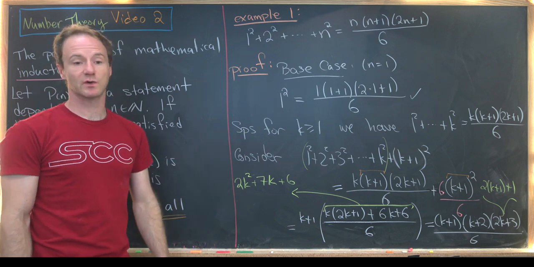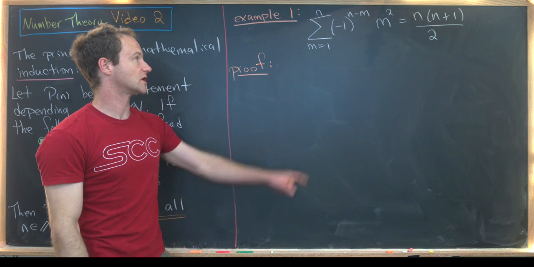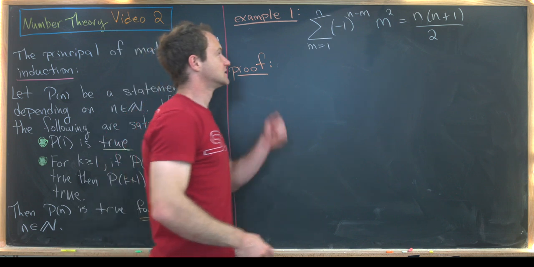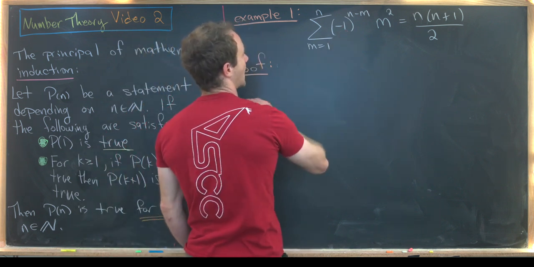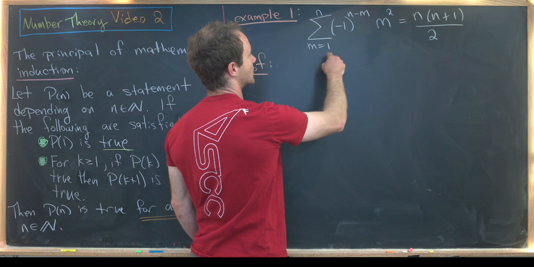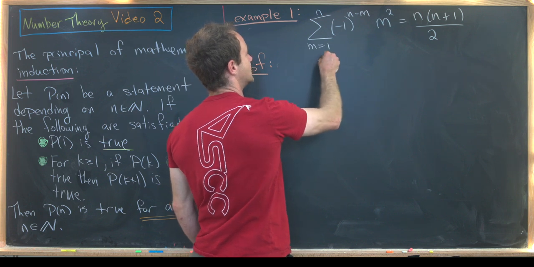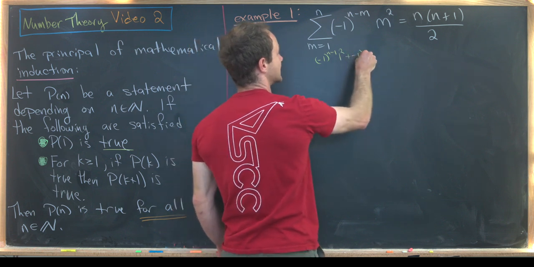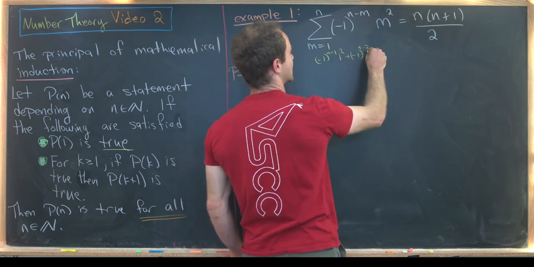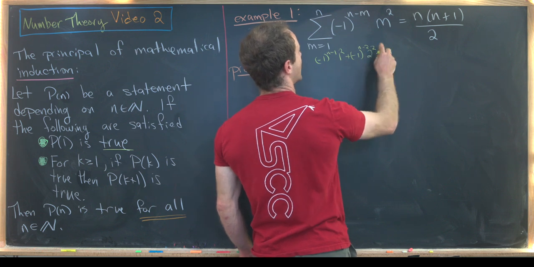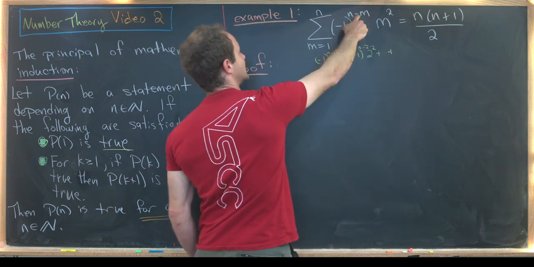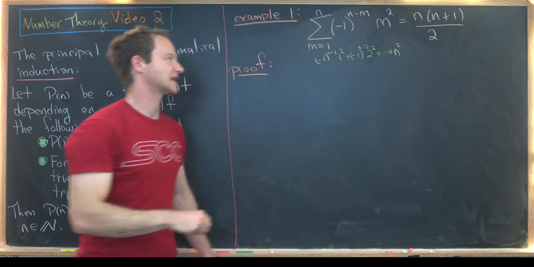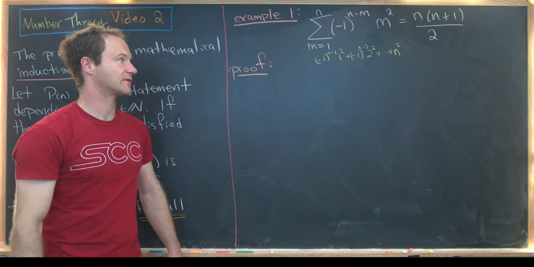Okay, let's clean this up and we're going to look at another. For our next example, we'll look at the alternating sum of the first n squares. So just to write this out, I want to notice that I start by having minus 1 to the n minus 1 times 1 squared plus minus 1 to the n minus 2 times 2 squared all the way up to minus 1 to the n minus n. Well, that's plus n squared. So like I said, I've got the alternating sum of the first n squares.